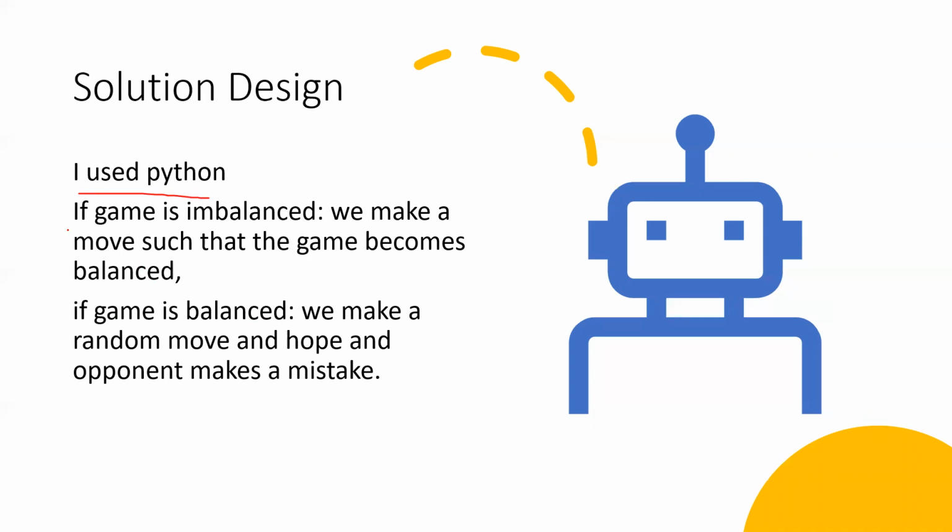Again, these two concepts to keep in mind. If the game is unbalanced, we make it balanced. And if it's balanced, we just hope that the opponent makes a bad move in their turn.